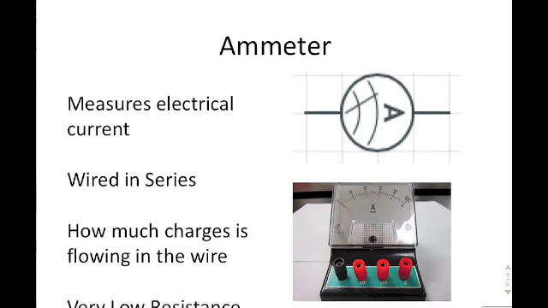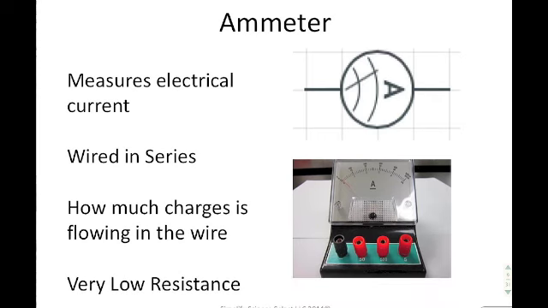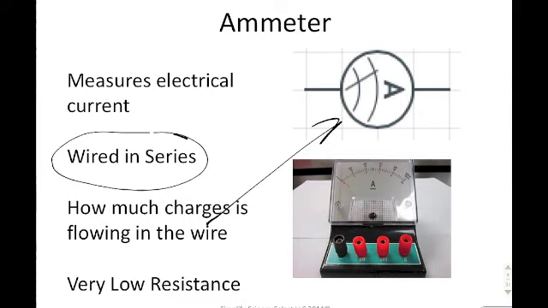Next, you have an ammeter, and an ammeter is what measures the amount of electrical current that's moving through. An ammeter must be wired in series, and you're saying, well, what does that mean? We're going to talk about that in a little bit. What the ammeter does is it measures the amount of charge flowing through the wire. An ammeter has very, very low resistance. Because of that, it's a good way to measure the amount of charge moving through the wire.